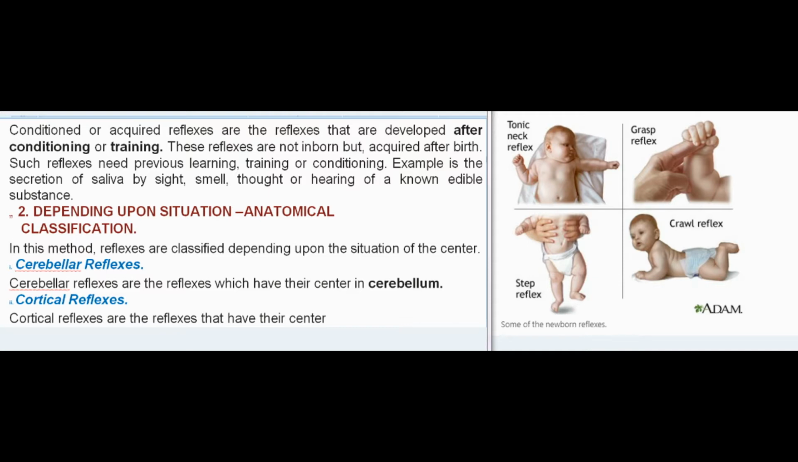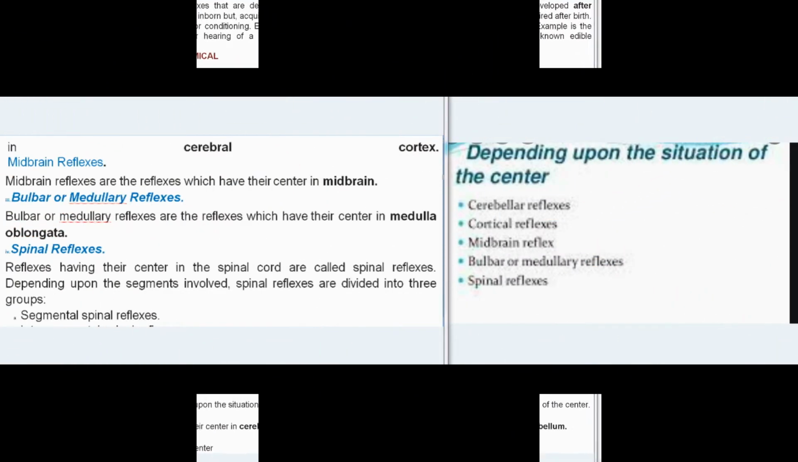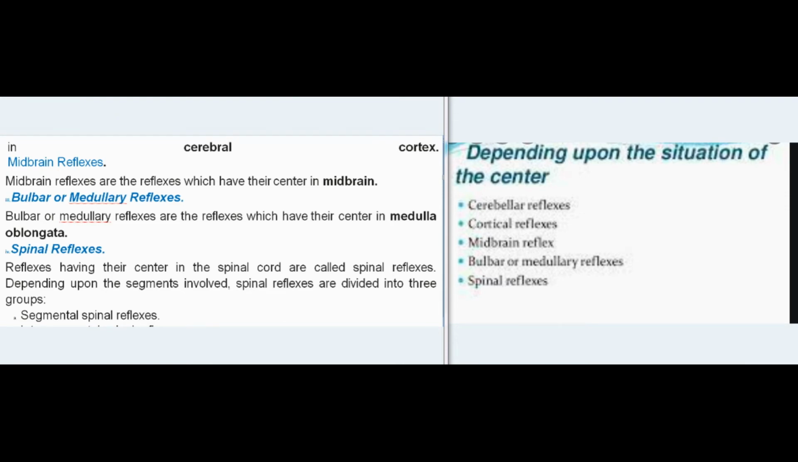2. Depending upon situation, anatomical classification. In this method, reflexes are classified depending upon the situation of the center. Cerebellar reflexes. Cerebellar reflexes are the reflexes which have their center in cerebellum. Cortical reflexes. Cortical reflexes are the reflexes that have their center in cerebral cortex. Midbrain reflexes. Midbrain reflexes are the reflexes which have their center in midbrain.